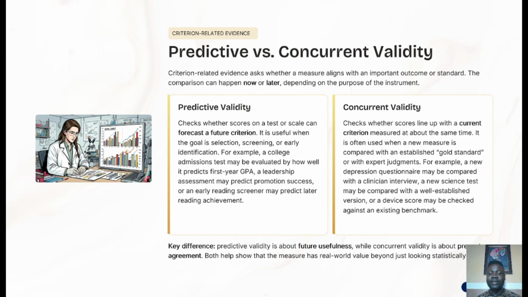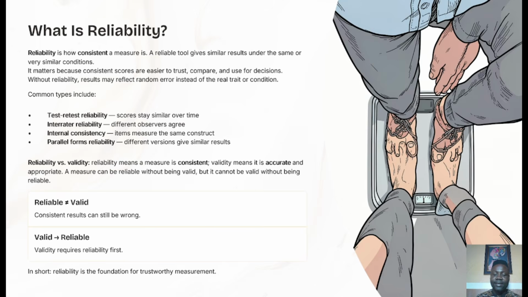So the key difference is that one is useful for the future, the other one is about the present agreement. But both help us have real world value beyond just looking at statistical reliability. I will later talk about the other ones, that is discriminant and convergent validity.